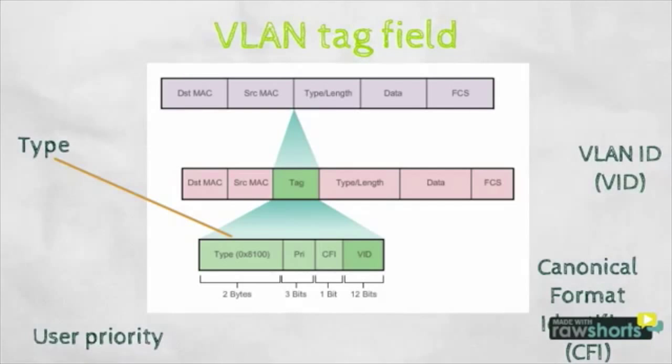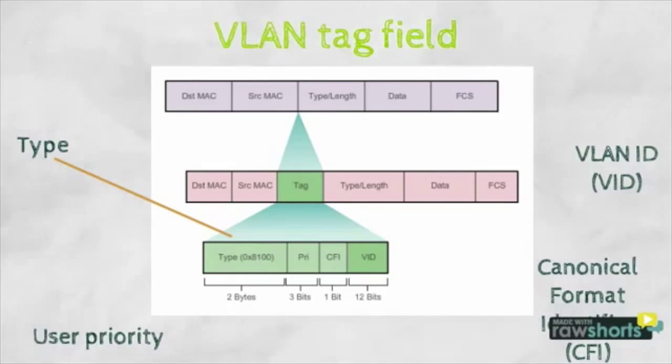VLAN ID: a 12-bit VLAN identification number that supports up to 4096 VLAN IDs.